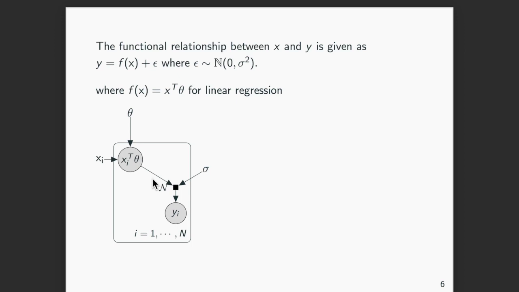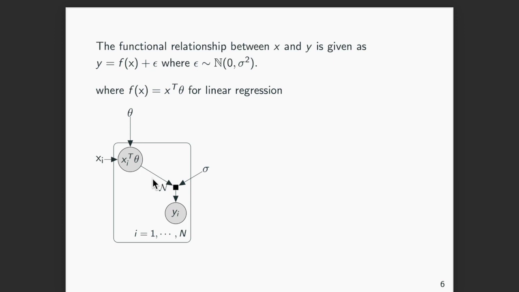For any input xi, we have the true parameters theta, and we combine them in a linear function form, which becomes xi transpose theta, the most likely value of our observation at that point. But because we have observation noise, we assume our observations follow a normal distribution with mean xi transpose theta and certain variance sigma square, right?